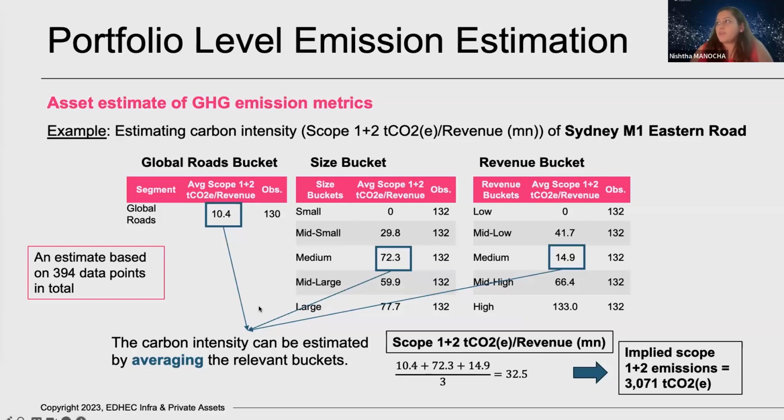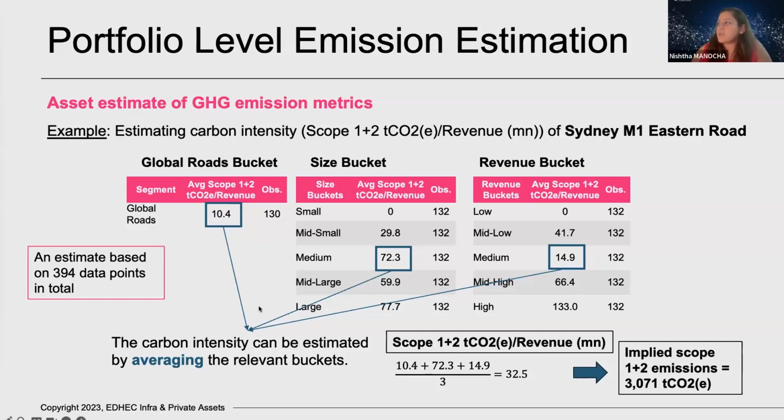Using the comps method, what you would do is you would look at what bucket it fits best in. So here we use 3 buckets of sector, size, and revenue. Given that it's a road, the global bucket for sector would be roads, which has an average emission as shown on my screen. Second, you look at its size bucket. So is it a small road, a medium road, a large road? Once you know that, you map it to its average emissions for that particular bucket size. And finally, you look at revenue.